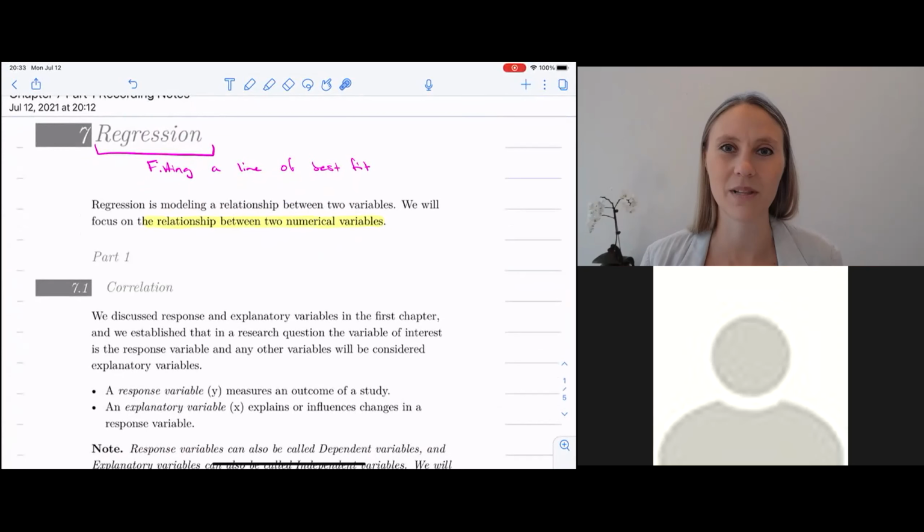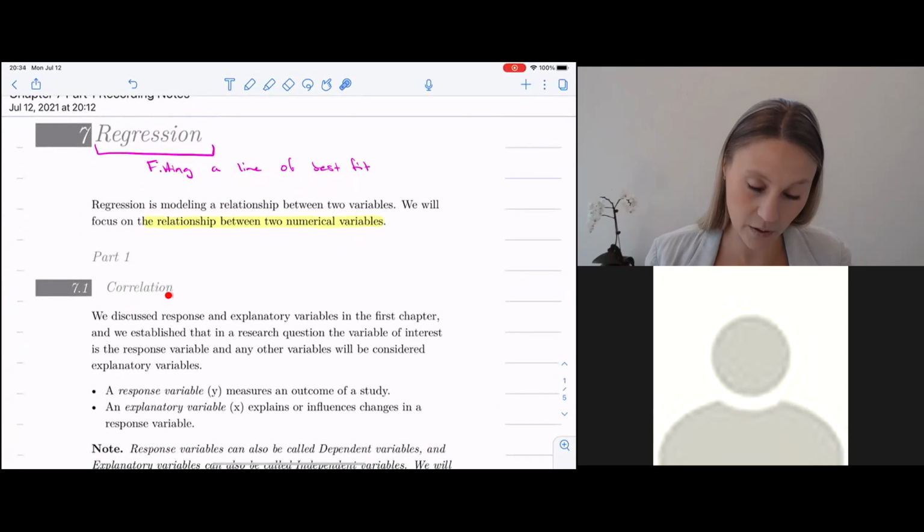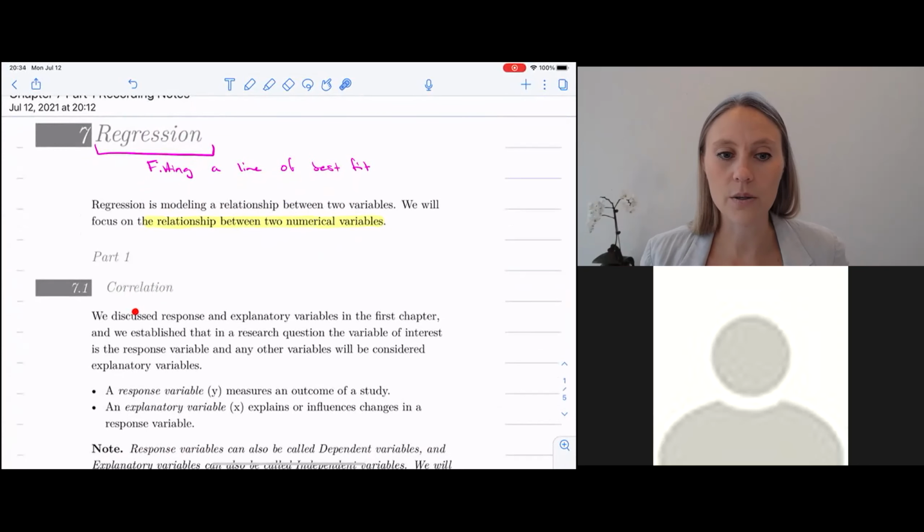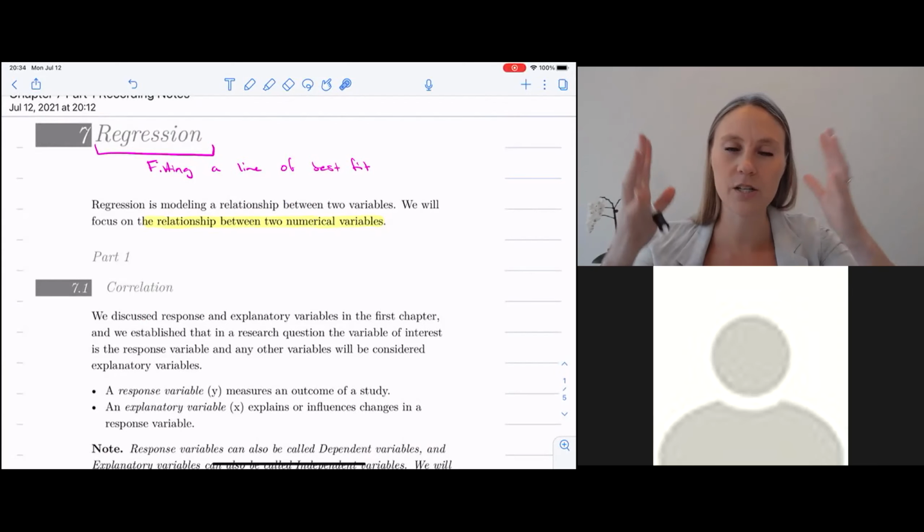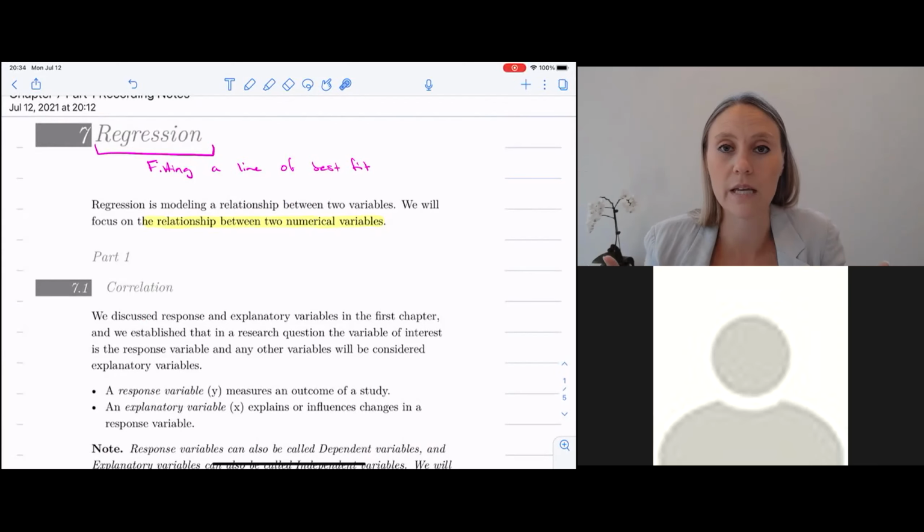But before we can fit some lines of best fit, we have to talk about some theory, of course, and a lot of that is going to be around the correlation. Now, you've probably heard the word correlation, or at least correlates, and we understand from just life that when we say correlation, we mean that there's some sort of relationship between two things, right? And in this case, two variables.